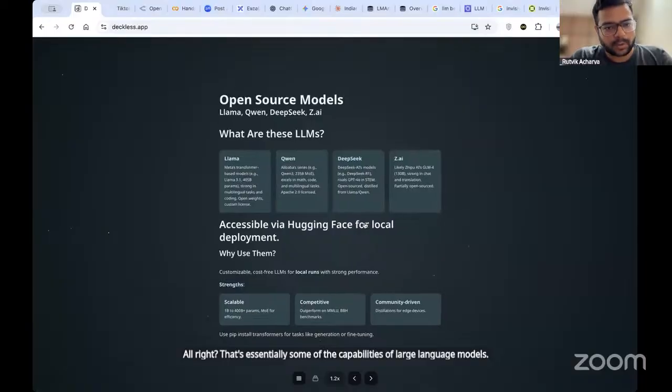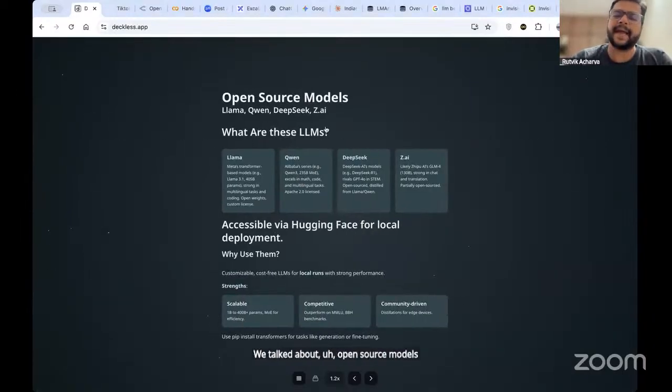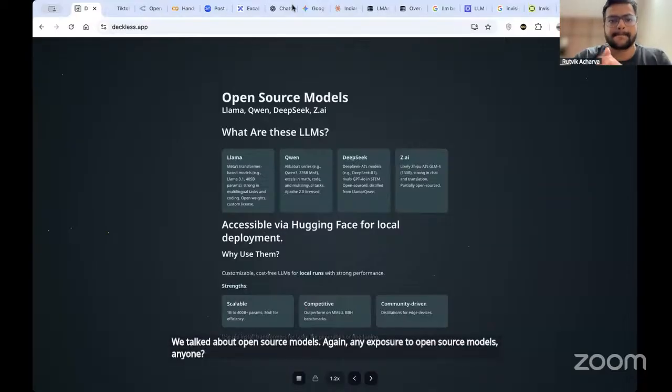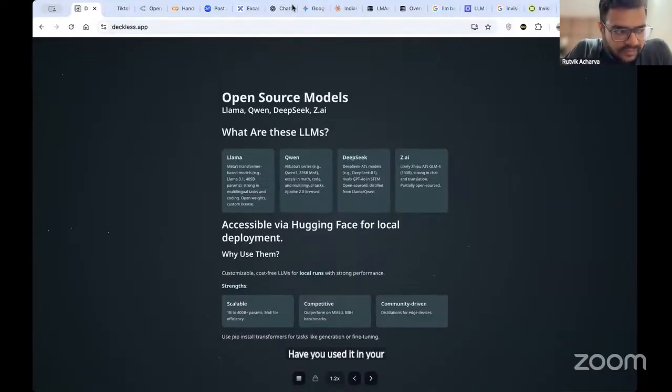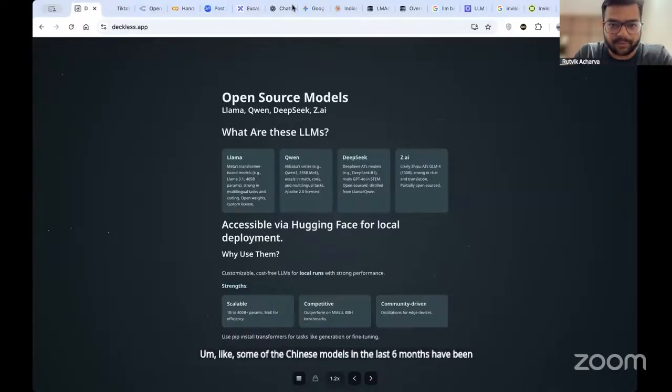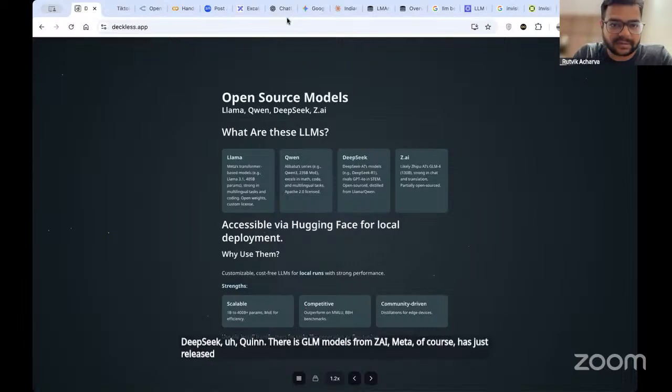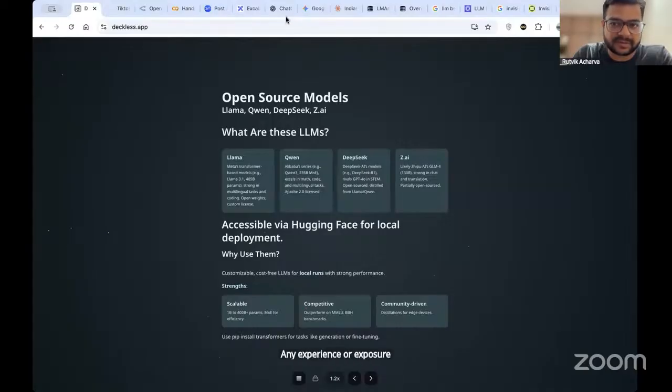We talked about open source models. Again, any exposure to open source models, anyone? Have you used it in your workflows through either chat or through API? Some of the Chinese models in the last 6 months have been extremely powerful. DeepSeek, Qwen, there are GLM models from Z.ai. Meta, of course, has released the Llama set of models. Any experience or exposure to open source?